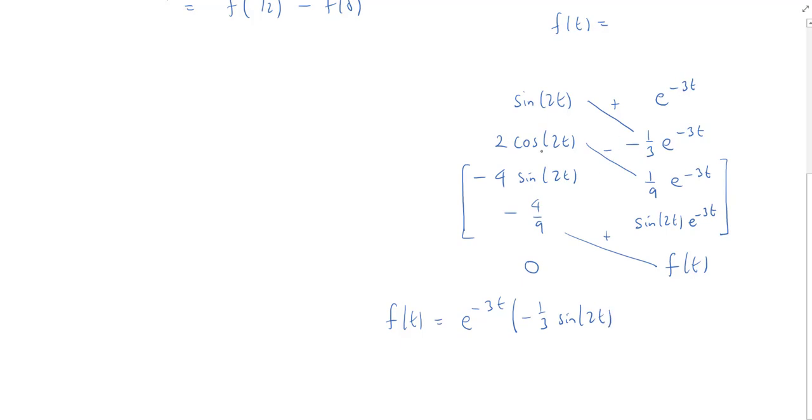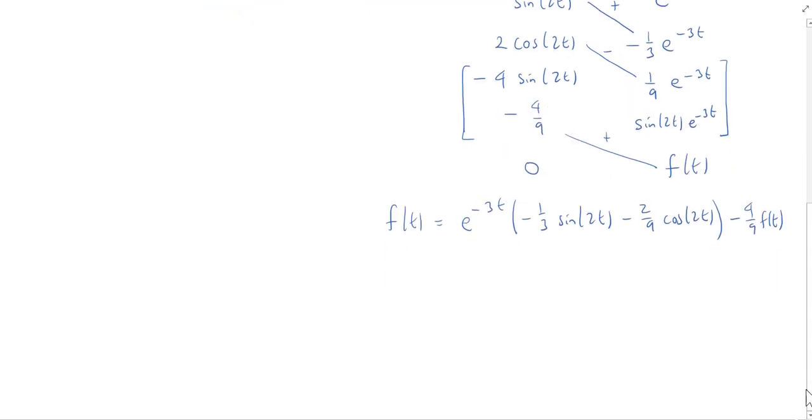Then I have negative 2/9 cosine of 2t. And then the last one, well, this doesn't have the exponential, so I'll close this parenthesis. I get minus 4/9 f of t. All right, now the goal, of course, is to solve for f of t. So I'm going to have to add 4/9 f of t to both sides.